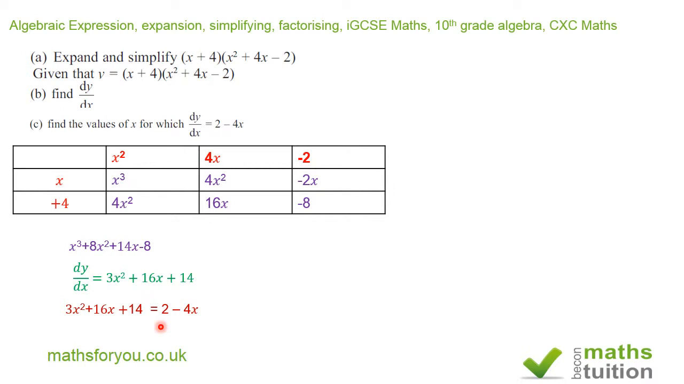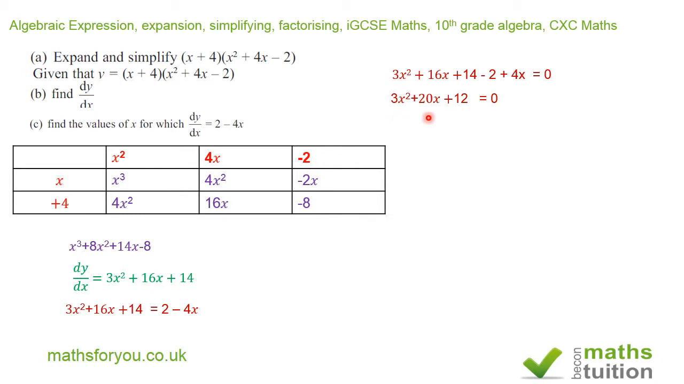Now for the third section, we equate our derivative 3x² + 16x + 14 to 2 − 4x. If we then add −2 plus 4x to both sides, the right hand side becomes 0, and on the left hand side we've got 3x² + 16x + 14 − 2 + 4x. When we collect like terms, we end up with 3x² + 20x + 12 = 0, because 16x plus 4x gives 20x.